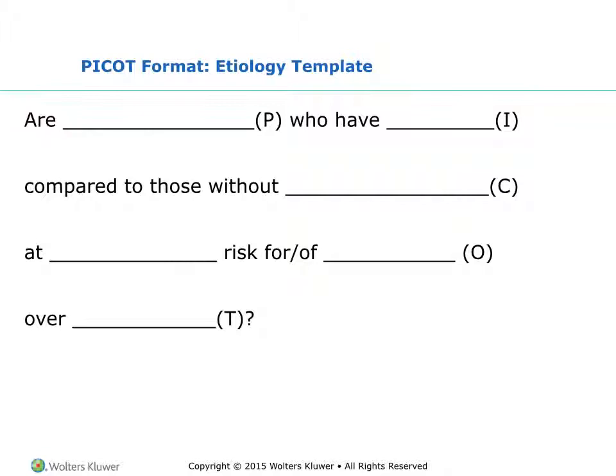The etiology template is a question that's getting at the cause of something. So let's think of an example for this. How about, are elderly patients who have dementia compared to those without dementia at greater risk for developing UTIs? I don't think you need a time for that. So what you're doing here is trying to figure out if the dementia variable is actually important in identifying the cause of UTIs.